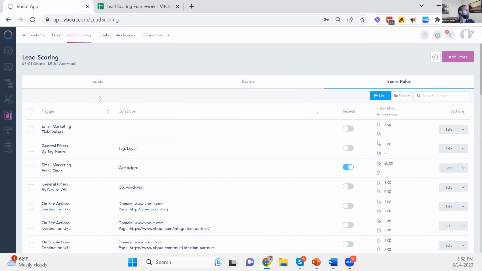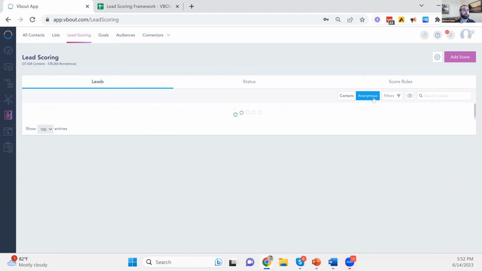So I can see all my leads have been scored. You can see them in the retention phase, and I can look at the anonymous visitors who I don't know who they are yet. Some of them have a very high score, which shouldn't be surprising because they engage, but they never convert. I have 128,000 of them in the evaluation phase.